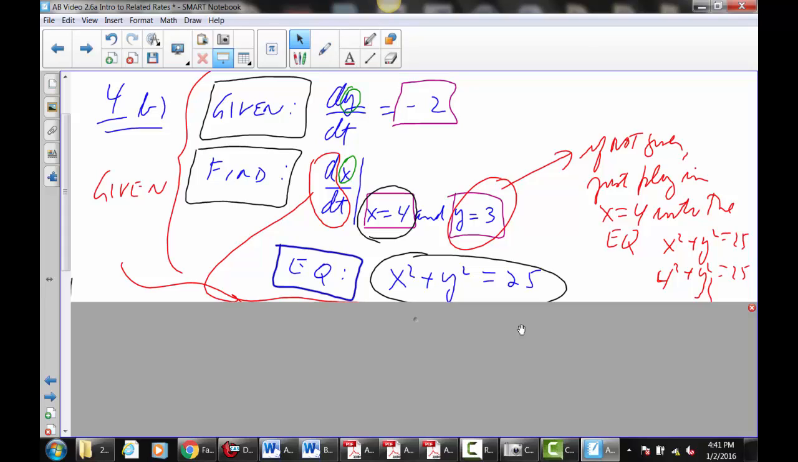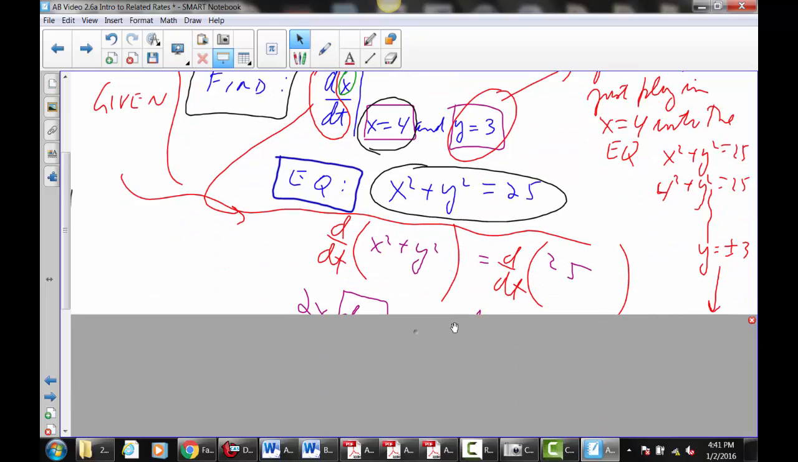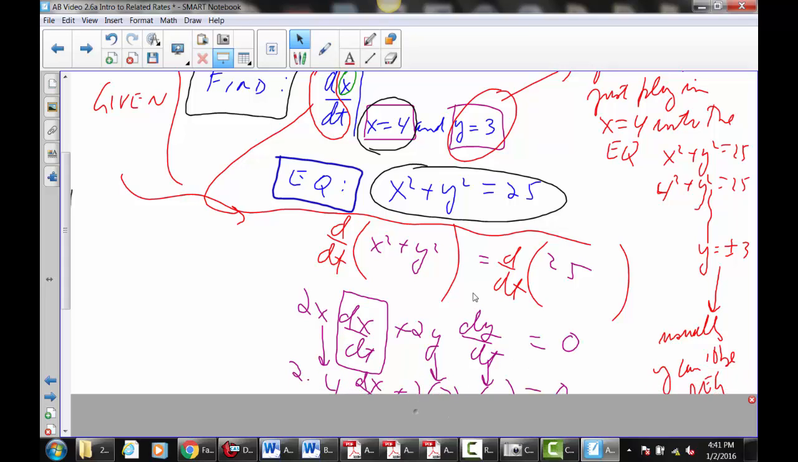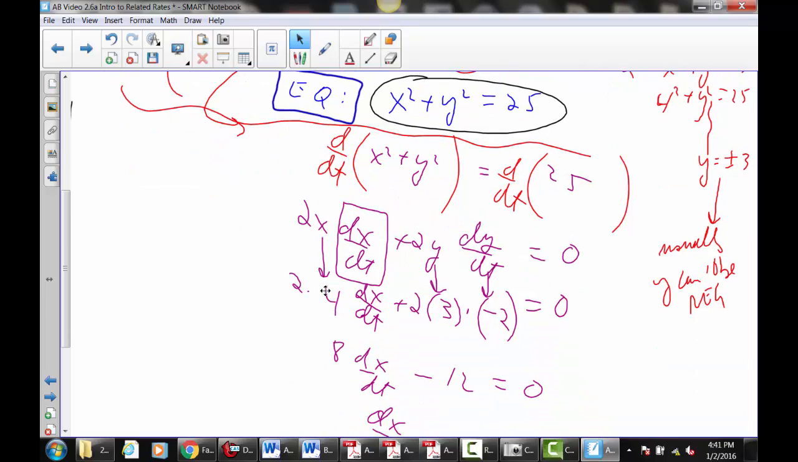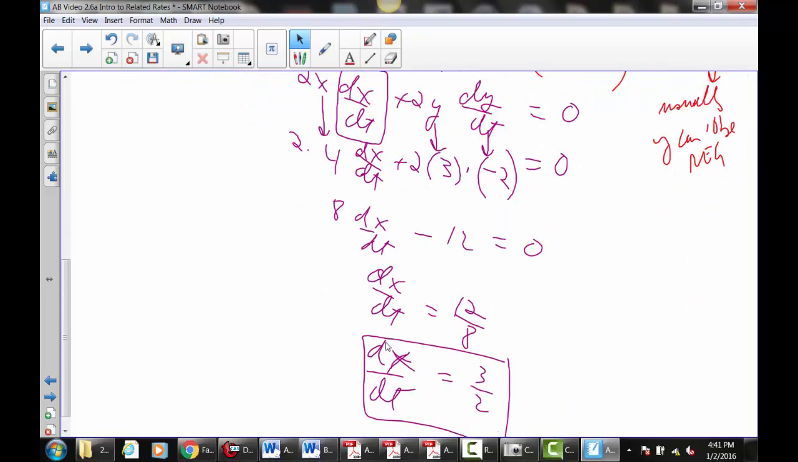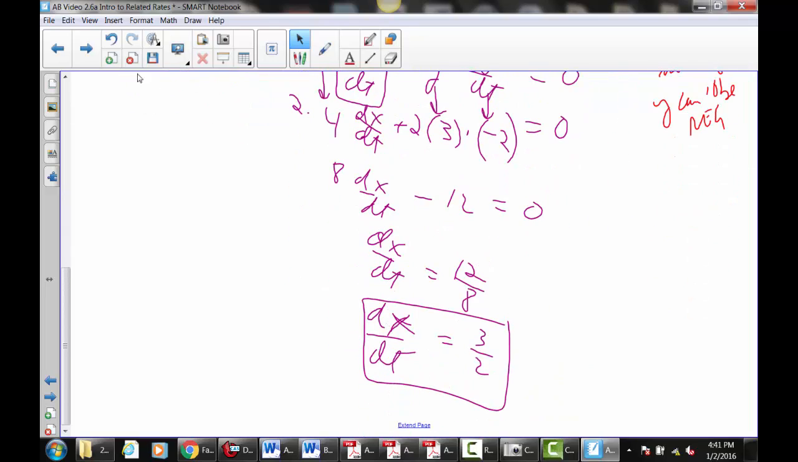So remember, the order we do this in is first we take d/dt of each side, and then we're going to plug in these three values. So we take d/dt of each side, we get 2x dx/dt plus 2y dy/dt equals 0. Now we substitute in the values. They said to find dx/dt when x equals 4 and y equals 3, and they gave us dy/dt as negative 2. The only missing quantity is the one we're looking for, which we find and simplify.